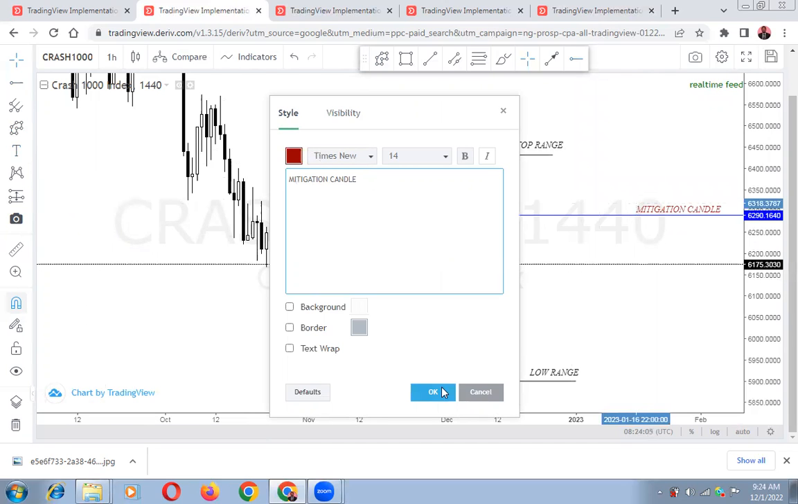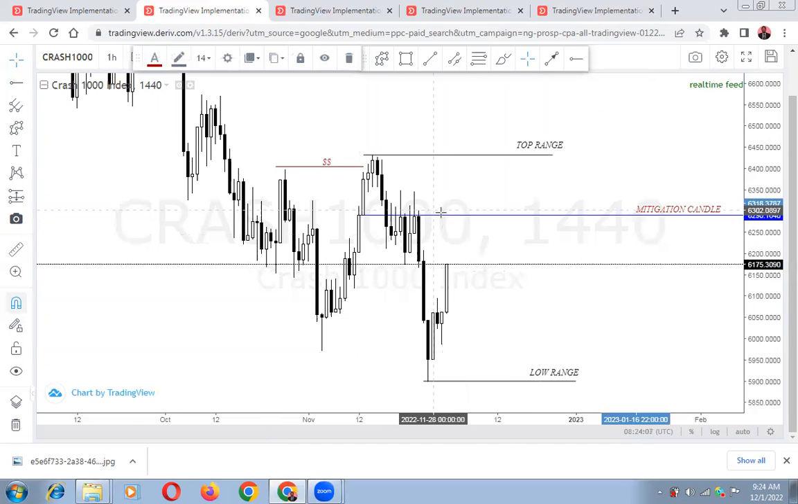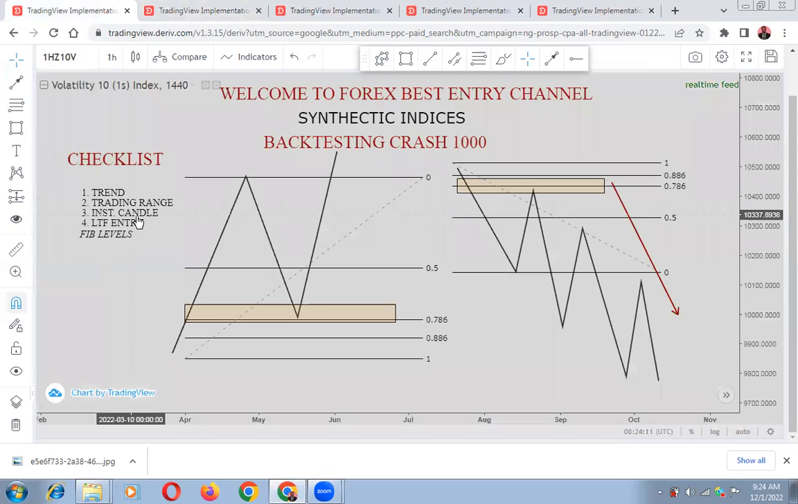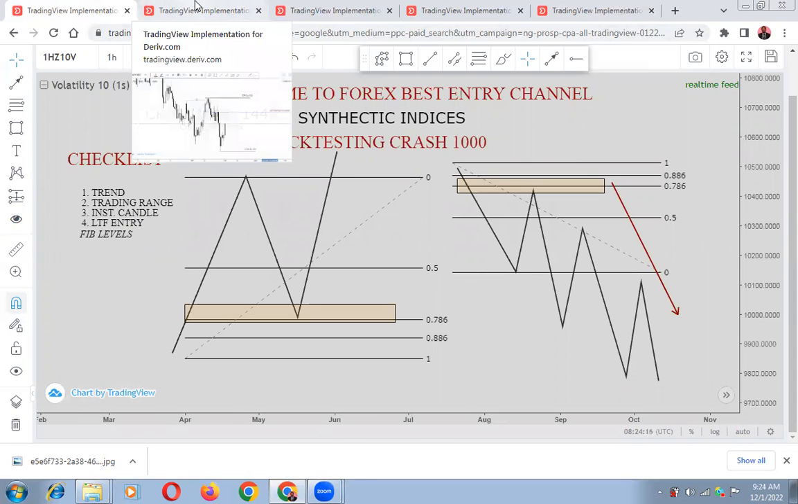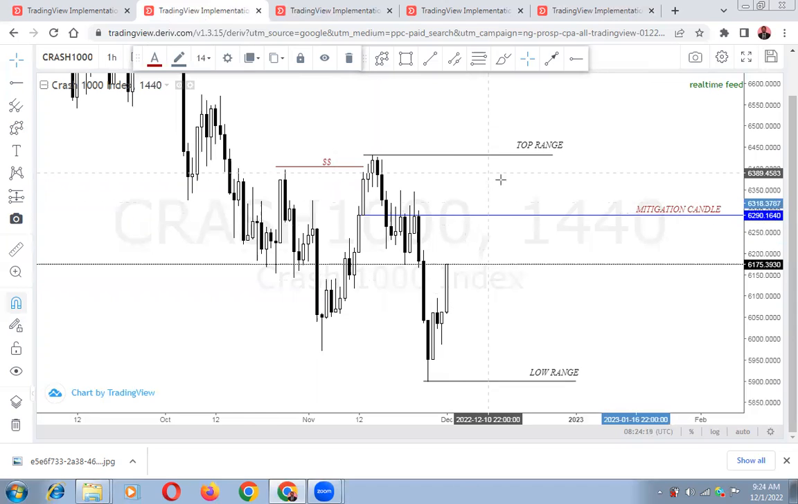Okay, I think I should. That's all right. This is the mitigation candle. So we want price to trade into it according to our checklist. Then we look for an entry on a lower time frame. So price will come into this place and give us that entry.